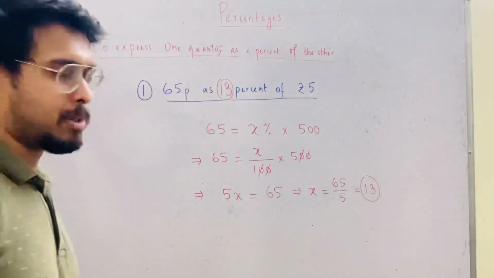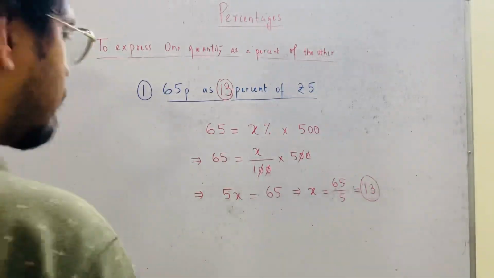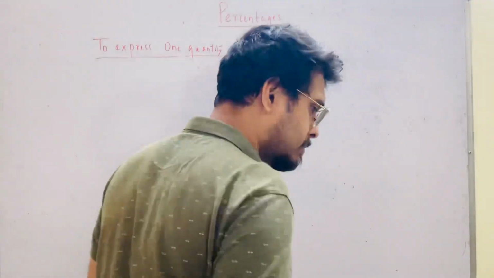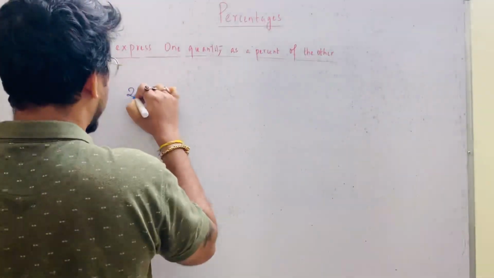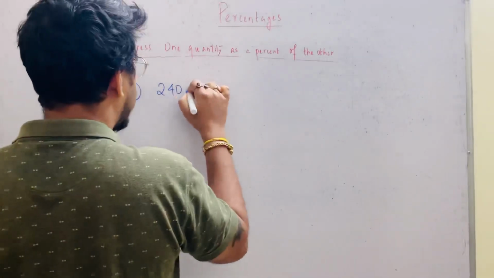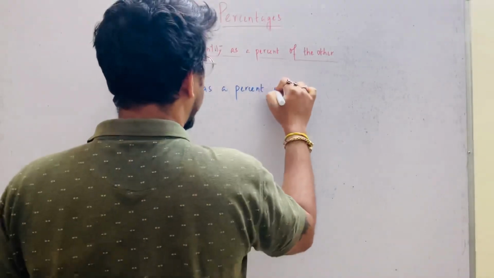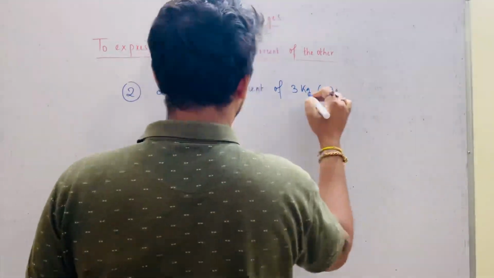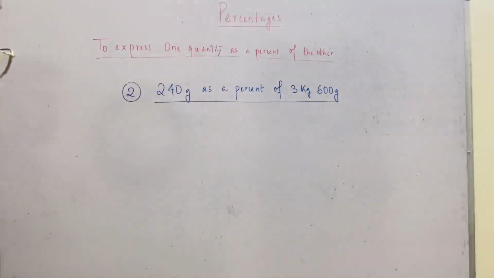Let us take the next question. The next question is 240 grams as a percent of 3 kg 600 grams. 240 grams as a percent of 3 kgs 600 grams.